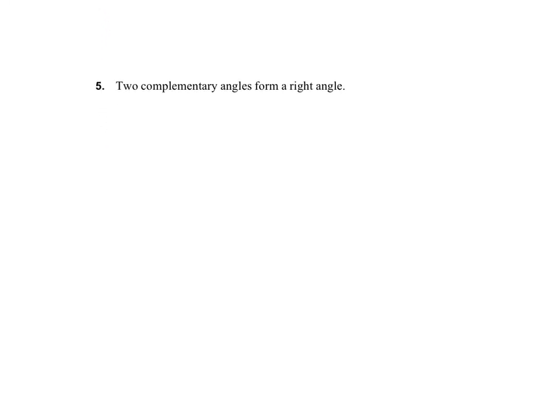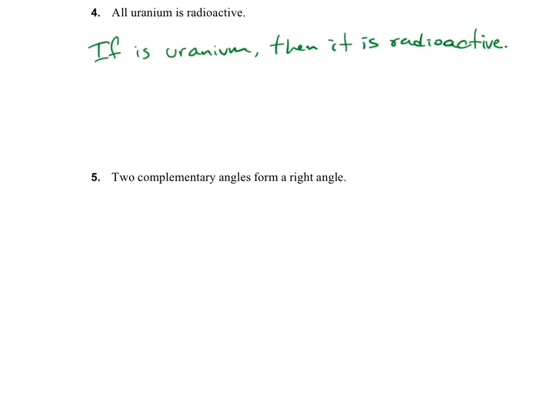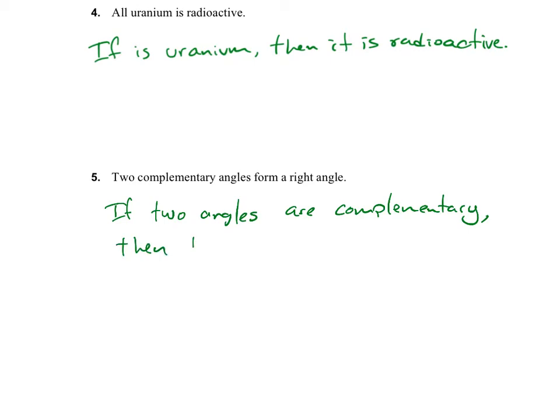Number 5, two complementary angles form a right angle. So if two angles are complementary, then they form a right angle. That's it.